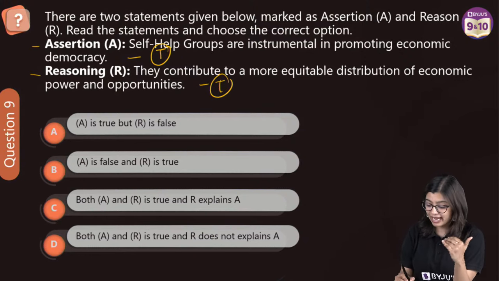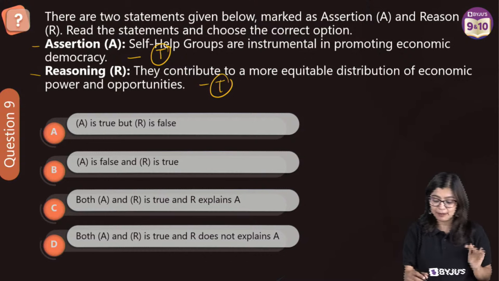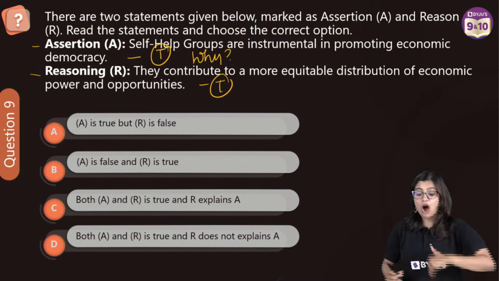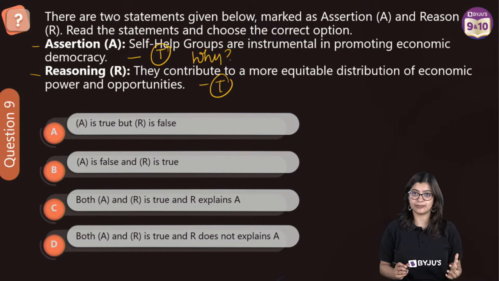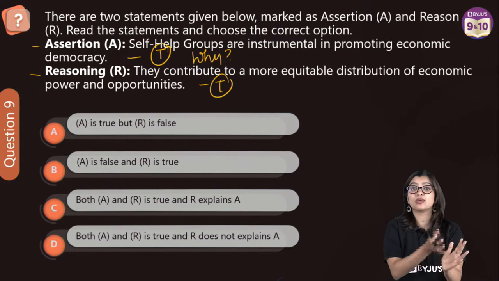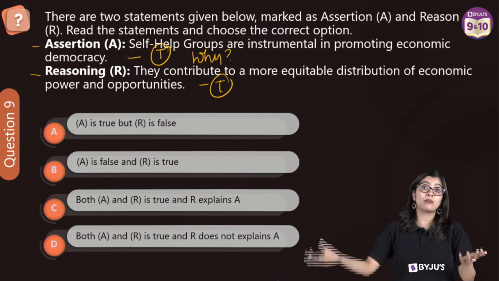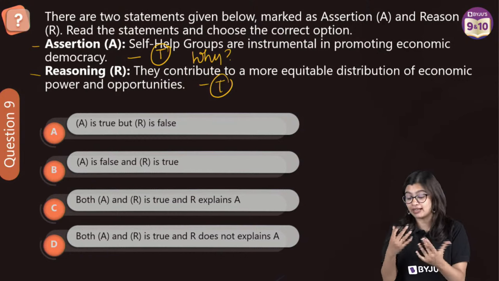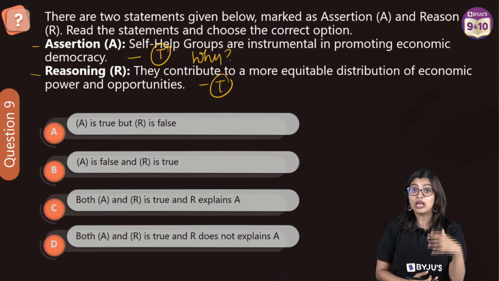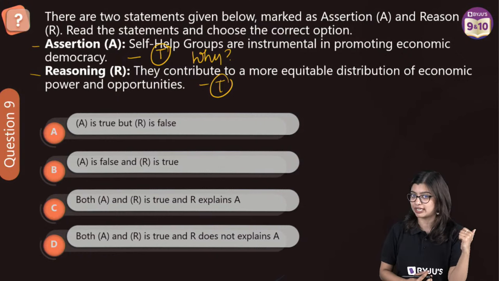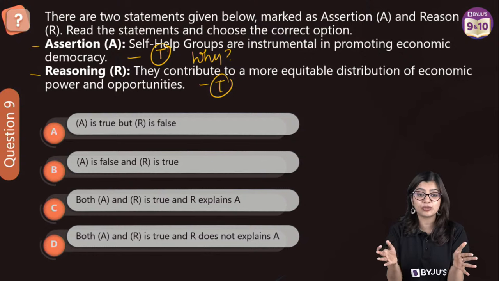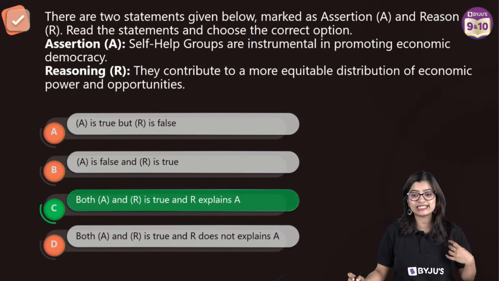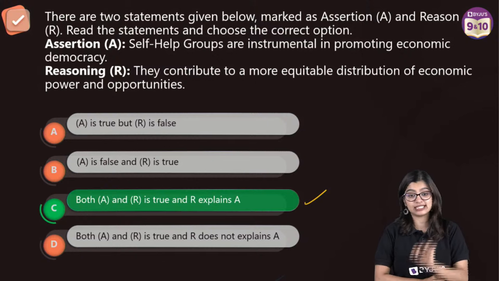Now, your step number 1 is clear. Step number 2, is it really the correct explanation? Ask yourself why. How does it promote economic democracy? Because we see that it contributes towards more equitable distribution where women are also involved, and that also promotes their independence. It also puts women in a position where they are able to contribute to such things, right? So more equitable distribution in terms of power and opportunities, which is why in this case, our correct answer is option C, where it explains.